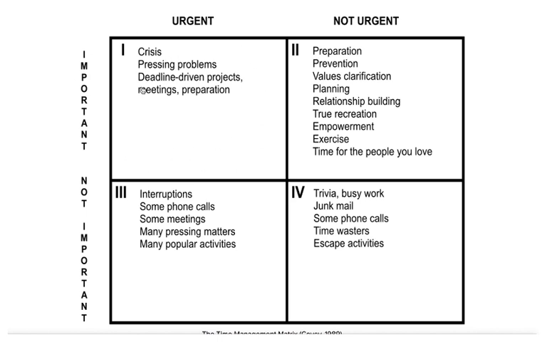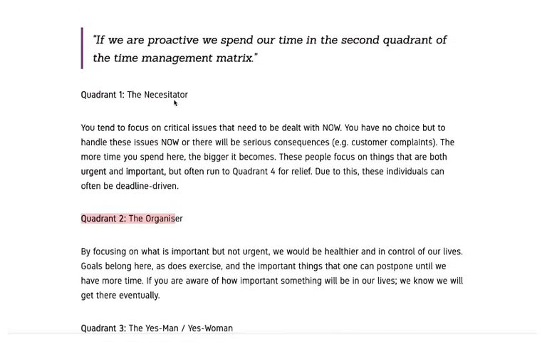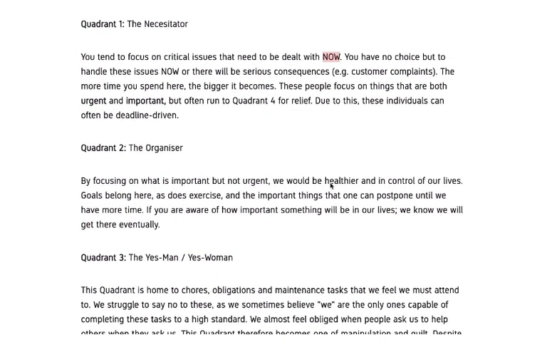So these are things like crisis, pressing problems, deadline-driven projects, meetings, and people who tend to lie in this quadrant are described as procrastinators, which is a negative view, or the necessitators. You tend to focus on critical issues that need to be dealt with immediately. You have no choice but to handle these issues now, or there will be serious consequences, i.e. a customer complaint, or a server gets shut down, whatever it might be. The more time you spend here, the bigger it becomes, right? So it just inflates the more you spend in that.